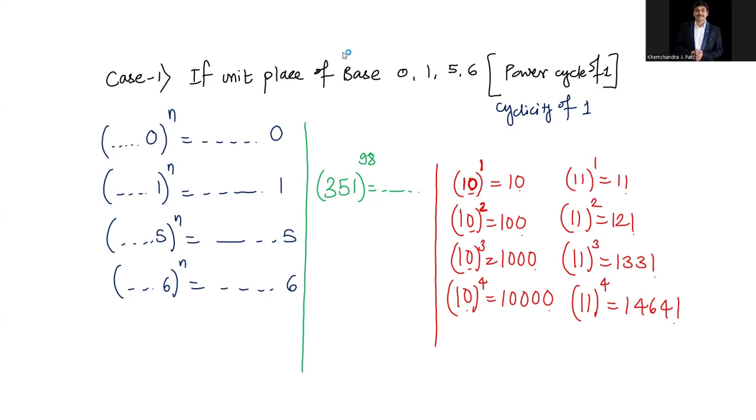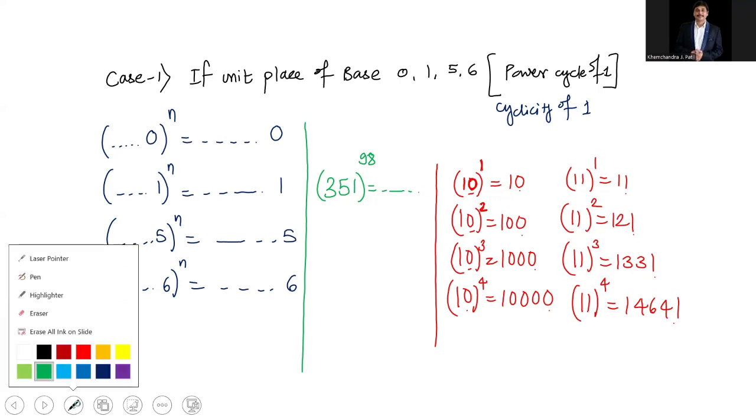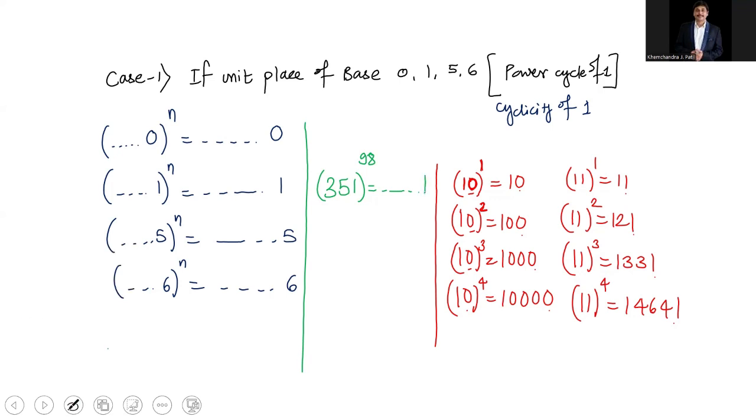351 raised to 98. What is the unit place of this expansion? Come on, it will be 1. The unit place of this expansion will be 1. Yes or no? The unit place of this expansion will be 1.